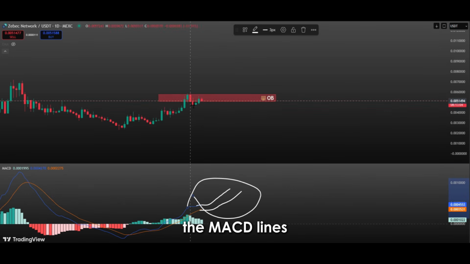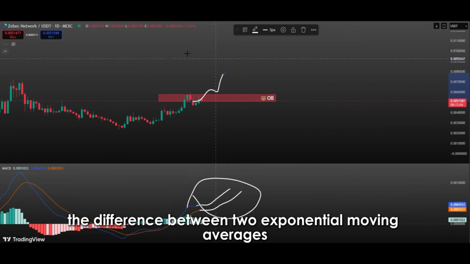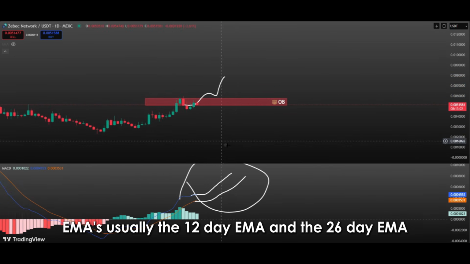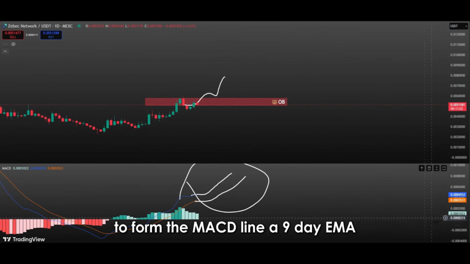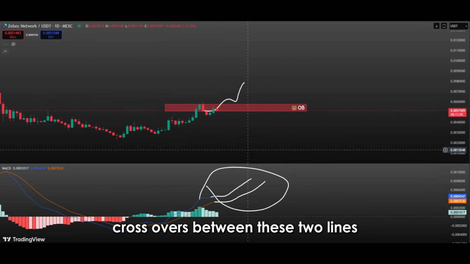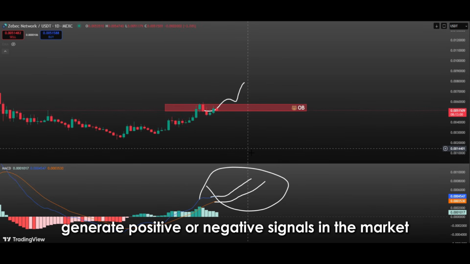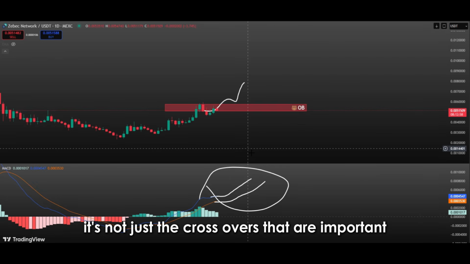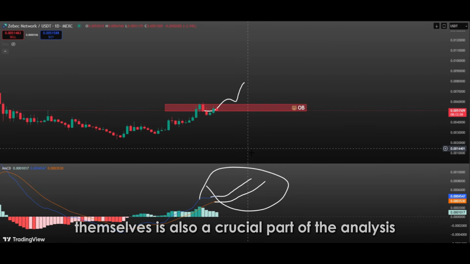The MACD lines are calculated by taking the difference between two exponential moving averages, EMAs, usually the 12-day EMA and the 26-day EMA, to form the MACD line. A 9-day EMA of this MACD line is then used as the signal line. Crossovers between these two lines generate positive or negative signals in the market. However, it's not just the crossovers that are important. The direction of the lines themselves is also a crucial part of the analysis.